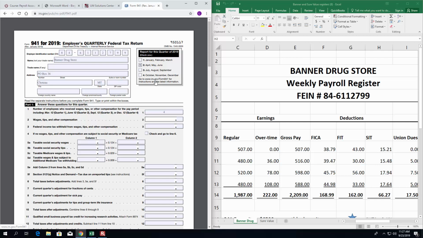Are you looking for that? I didn't see that. Are you looking for it? In the file? I just don't know what it says. I was almost there, thank you. You have to change the Excel sheet to the sheet where it says Banner Drug. There are 2 companies up here, Banner Drug and Sure Value, make sure you're on the right one.